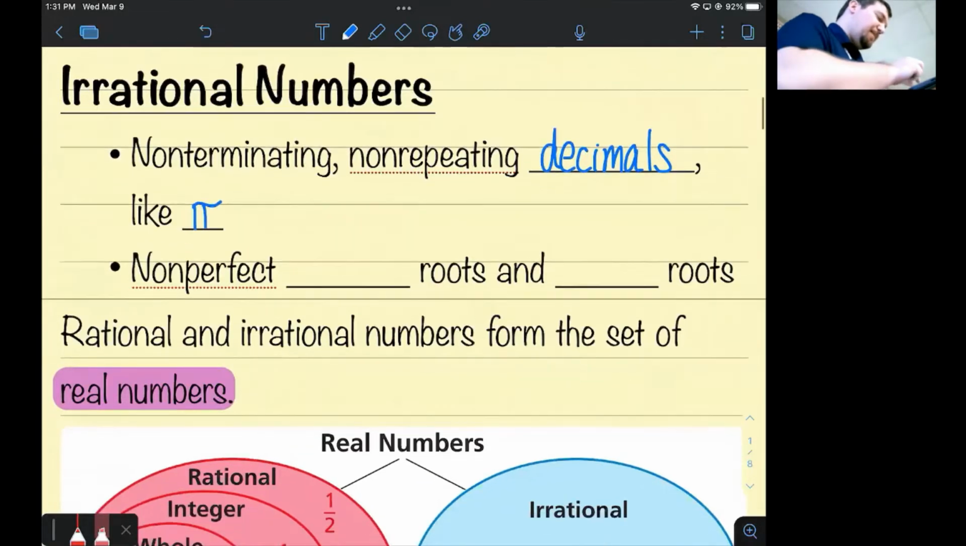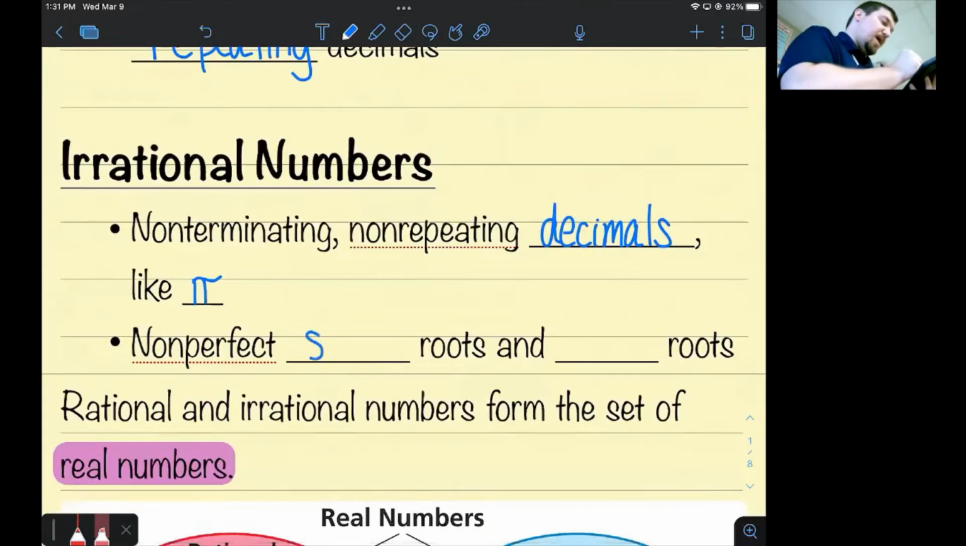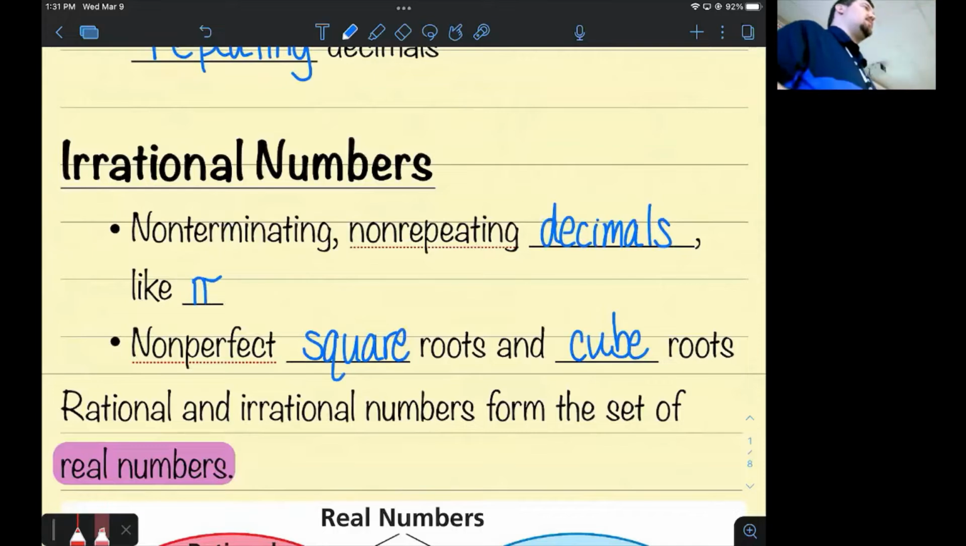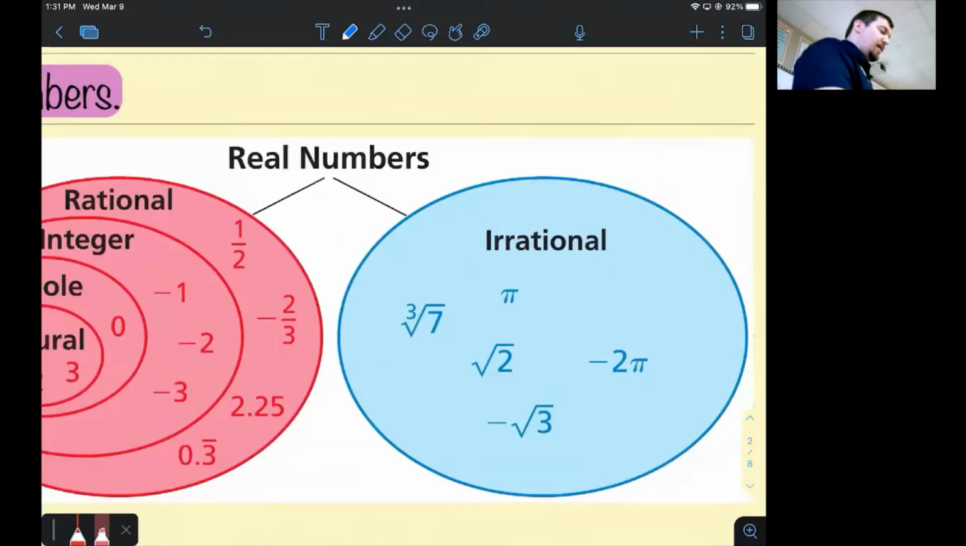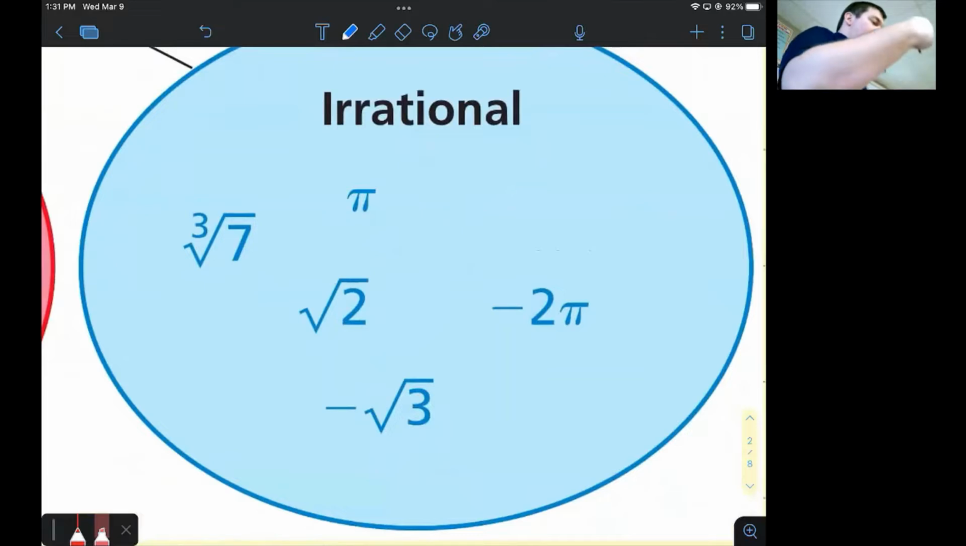3.14. Okay. All right. Irrational numbers are also non-perfect square roots and non-perfect cube roots. Remember, a perfect square or a perfect cube is going to give you a whole number or an integer, if it's a cube, as an answer. But non-perfect squares and non-perfect cubes will be irrational. So this diagram might be extremely helpful as you're classifying your numbers on tonight's homework. Rational numbers can be integers, whole numbers, or natural numbers. And then we talked about irrational numbers: non-perfect square and cube roots, pi, square root of 2, -2 pi. If it's got pi in it, it's irrational, right?